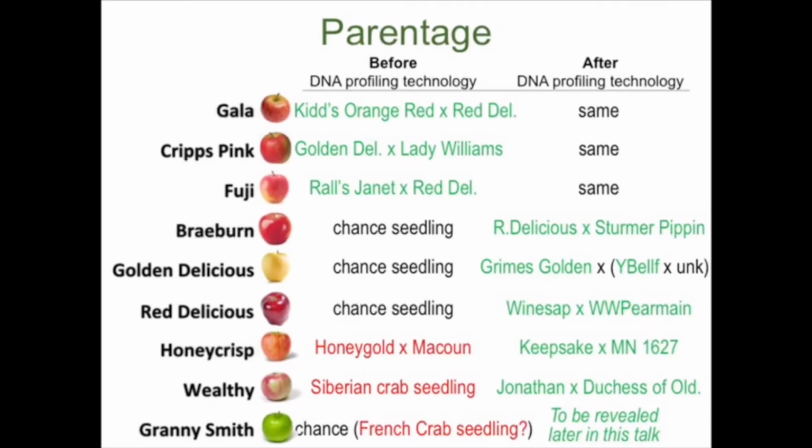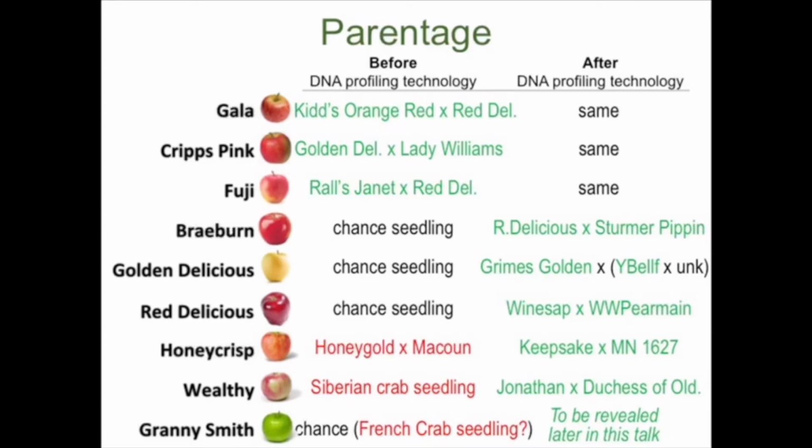So Wealthy, for example, if you look up the stuff online, you'll see it's a Siberian crab descendant, and that's why it was cold hardy. Turns out not true. It's just Jonathan crossed with Duchess of Oldenburg, and the cold hardiness comes from Duchess. For Granny Smith, it says to be revealed later in this talk.